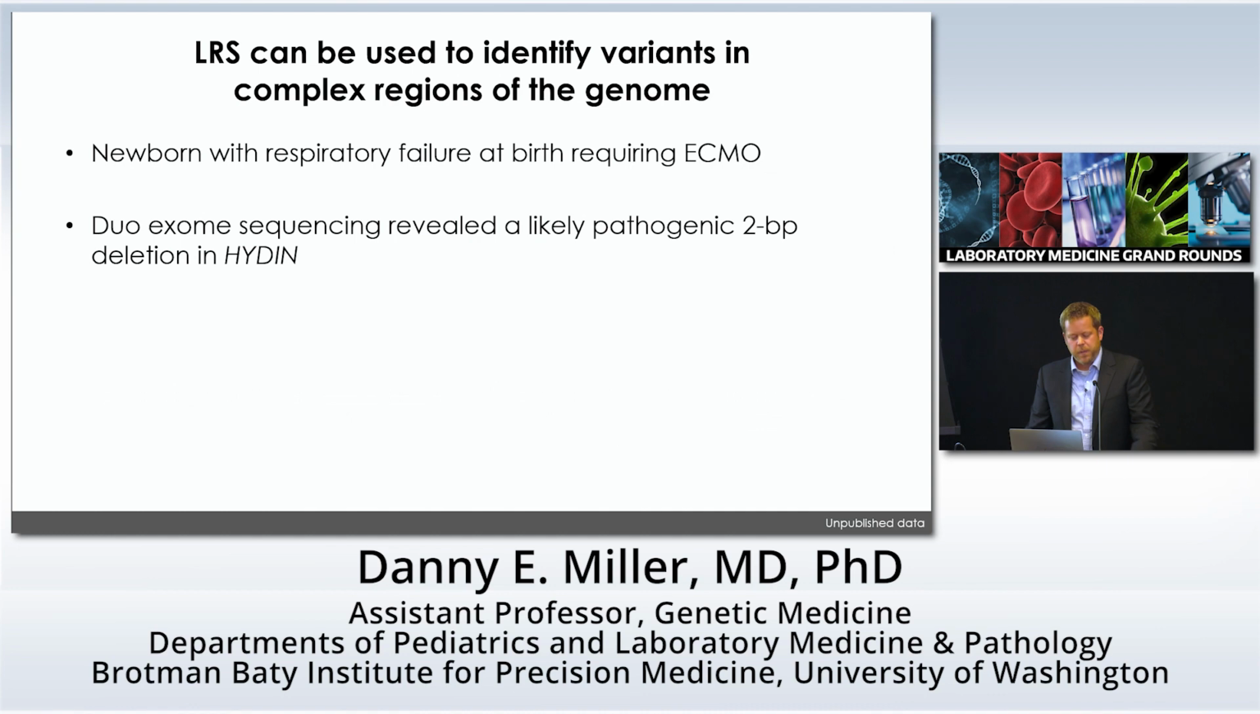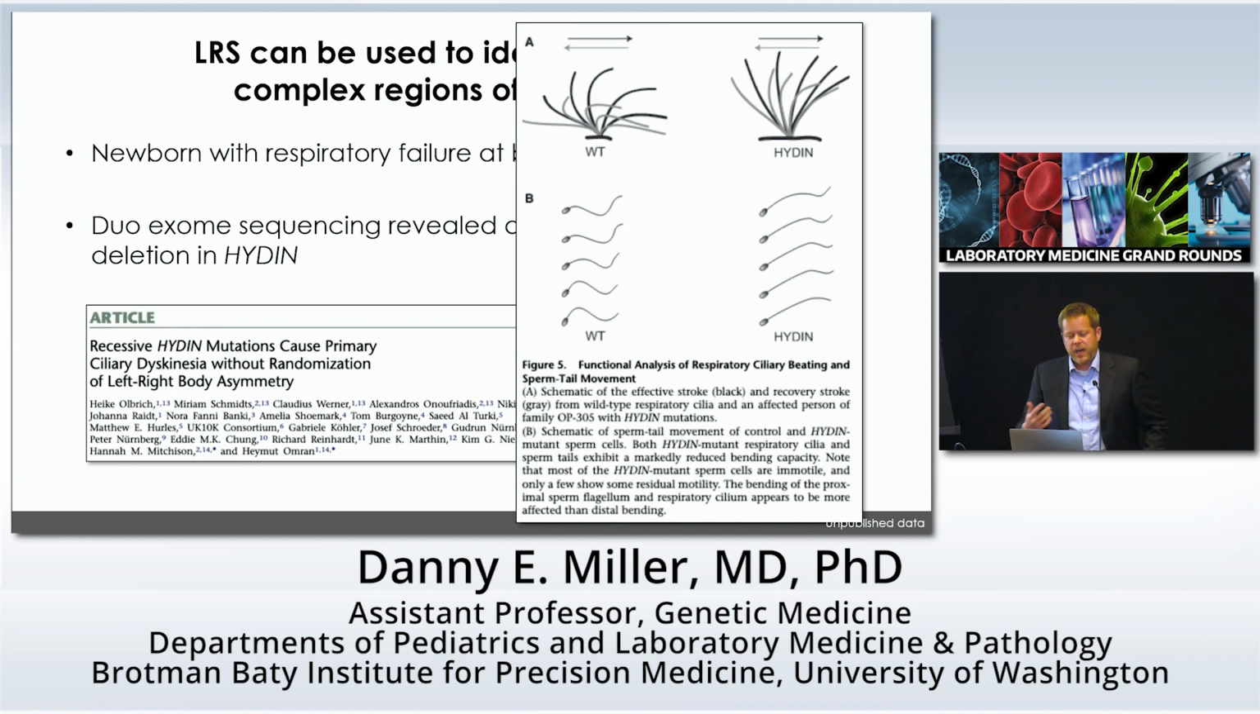Just as an example, when I was a resident in genetics, I saw a kiddo in the NICU, a newborn who got transferred to us for ECMO because she had respiratory failure at birth. We got an exome. There was a likely pathogenic 2 base pair deletion in a gene called Haydn, but only a single variant in that gene. Haydn is associated with an autosomal recessive ciliopathy.